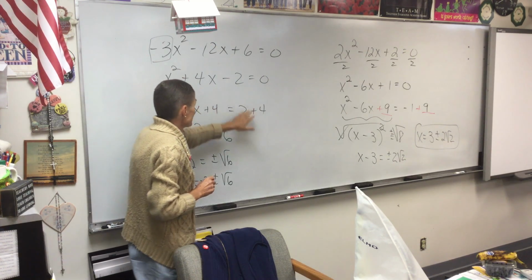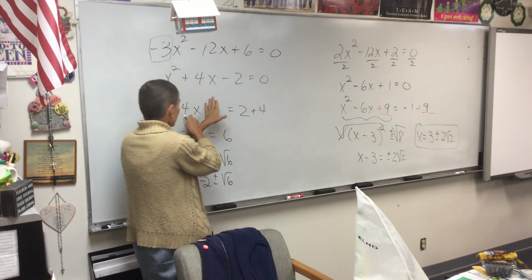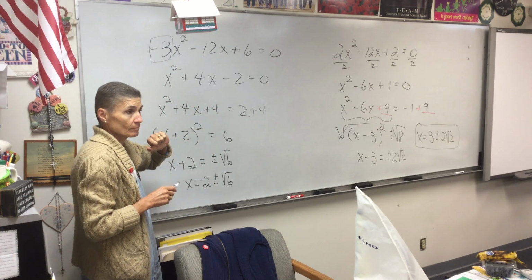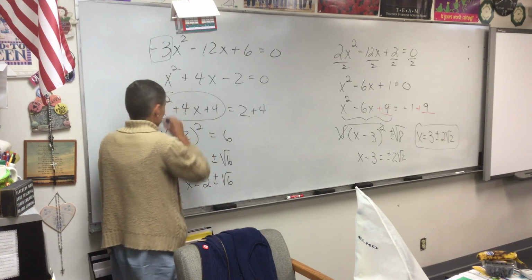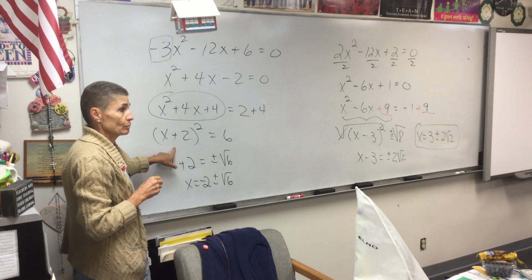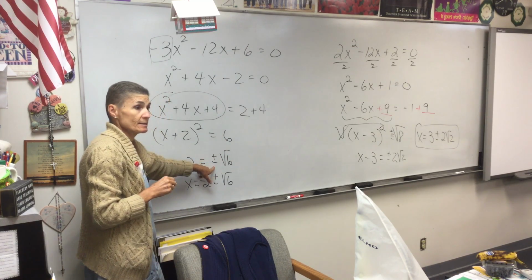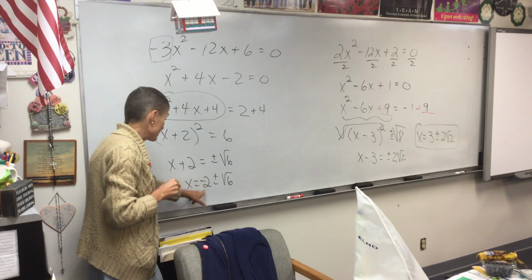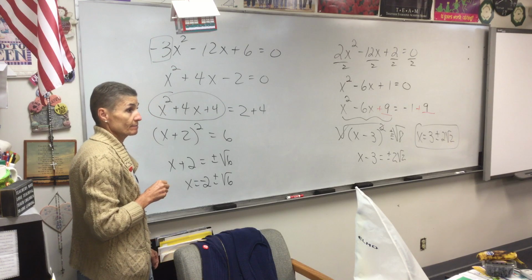And then I moved my 2 to the other side. Then I took half of 4 and squared it and added 4 to both sides. This was then a perfect square, and that was 6. So I took the square root of both sides, plus or minus on the 6, and moved my 2 to the other side. -2 plus or minus root 6. What do you think about that?